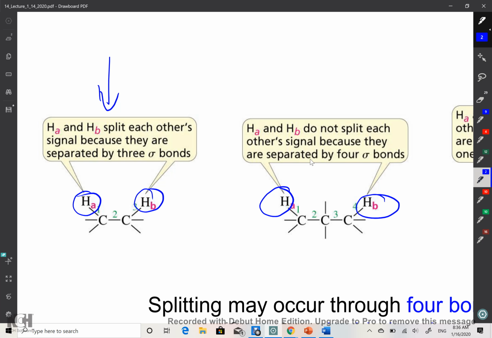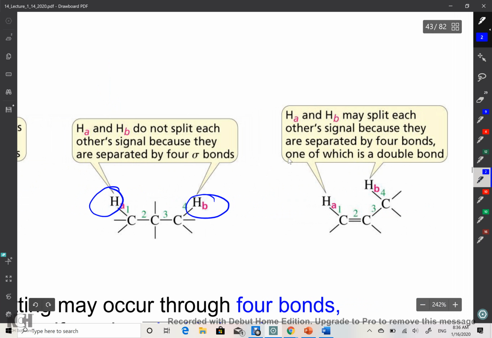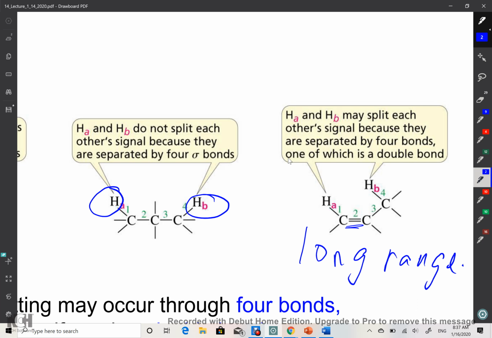Does that make sense? Now in the third case, remember I said single bonds. In the third case, proton A and B are 4 bonds away, but one of those bonds is a double bond. Exception to the rule, right? So A and B will split each other. We usually refer to that as long range splitting. So when you have a double bond, you can actually extend the splitting by an extra bond. That's called long range splitting.